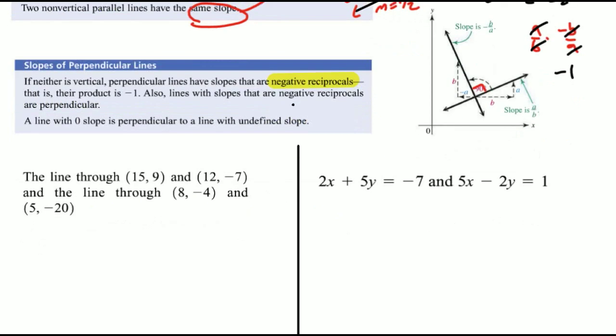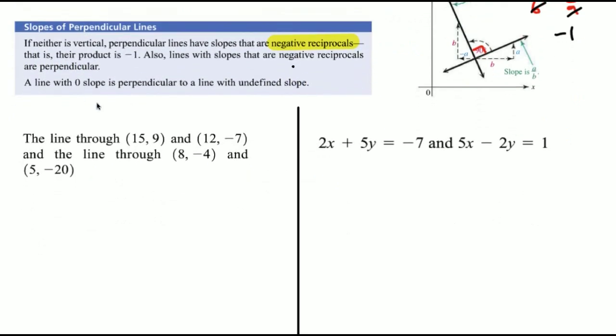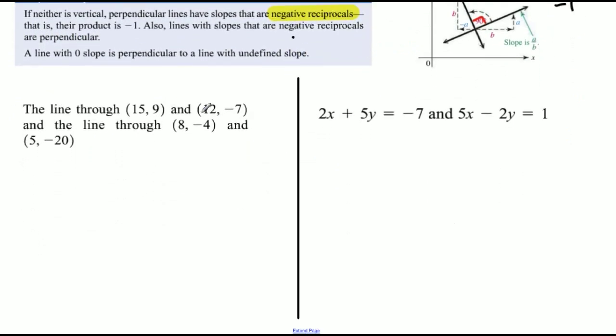All right, so we want to determine, it says, the line through (15, 9) and (12, -7), and the line through (8, -4) and (5, -20). The directions above said determine if the two lines are parallel, perpendicular, or neither. If they have the same slope, then they're parallel. If they have negative reciprocal slopes, then they're perpendicular. And if neither of those things happen, then we just say that it's neither.